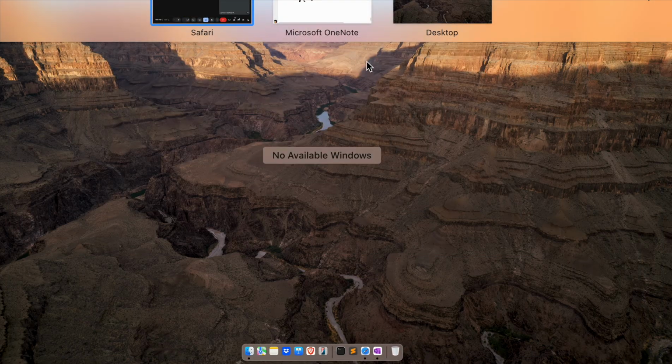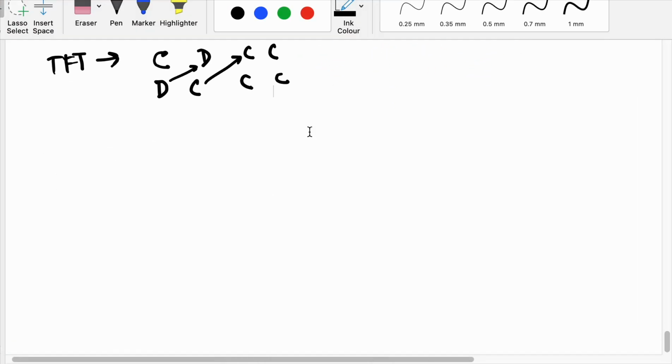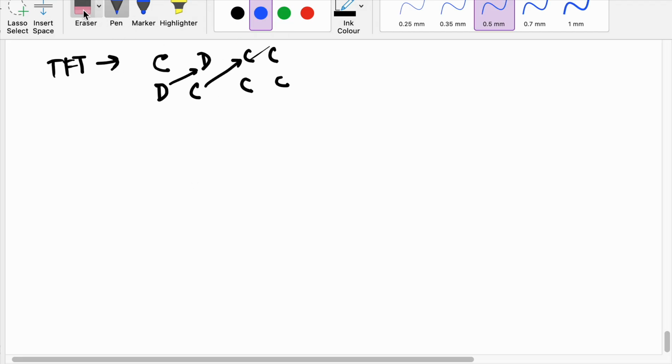So now the question is, does TFT not have any problem? Is TFT a problem-free strategy? No, TFT has several problems. Now let us talk about TFT's problems. So what kind of problems does TFT have here?